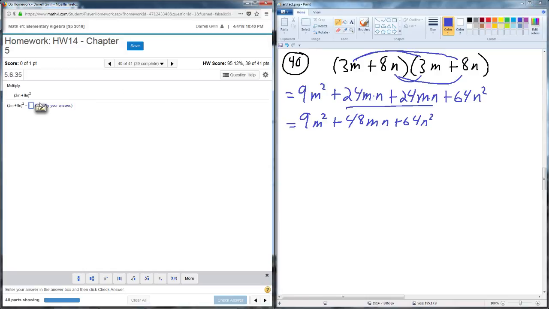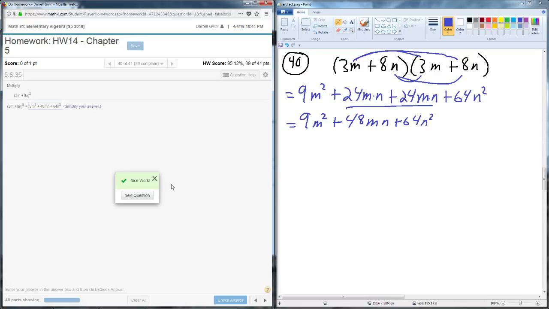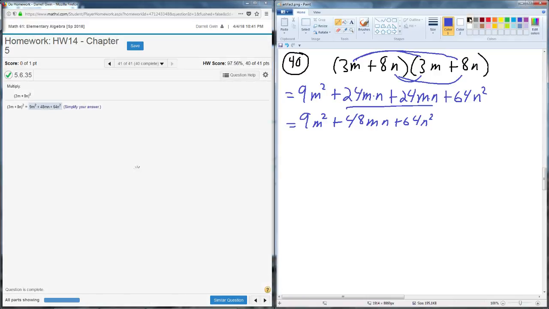Let's type that in. 9m squared plus 48 mn plus 64 n squared. Enter. Nice work. I think we're on the last problem. Number 40. It's another one of those freshman's dream. Freshman's dream. Okay. Number 41.